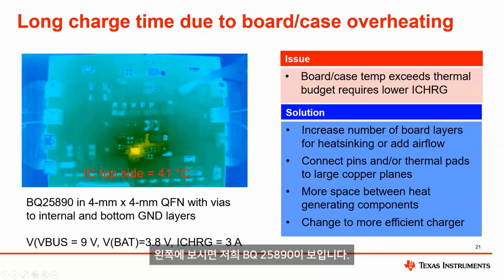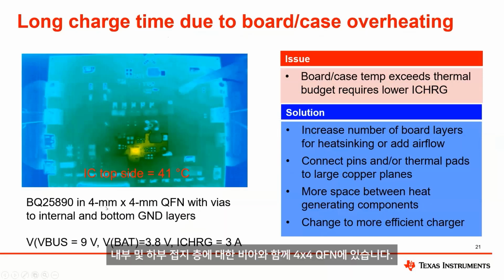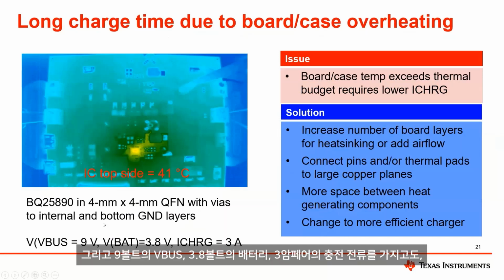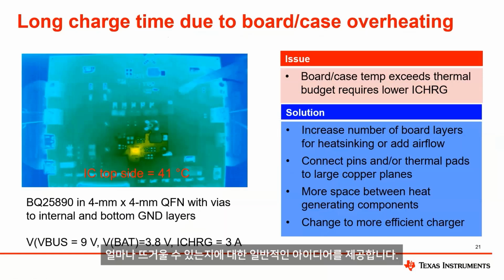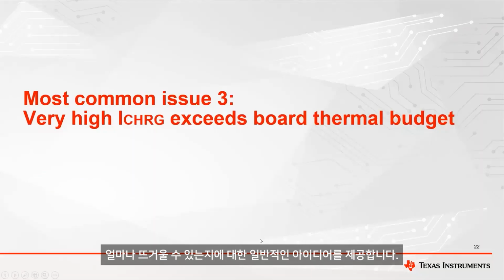So over on the left, you can see this is our BQ25890. It's in a 4x4 QFN with vias to the internal and bottom ground layers. With VBUS of 9 volts, a battery at 3.8 volts and a 3 amp charge current, we were still seeing an IC top side of 41 degrees C, which is reasonable. The 890 is several years old, so we have much higher efficiency chargers now. But this gives you the general idea of how hot you can end up when you're trying to charge at 3 amps and above.